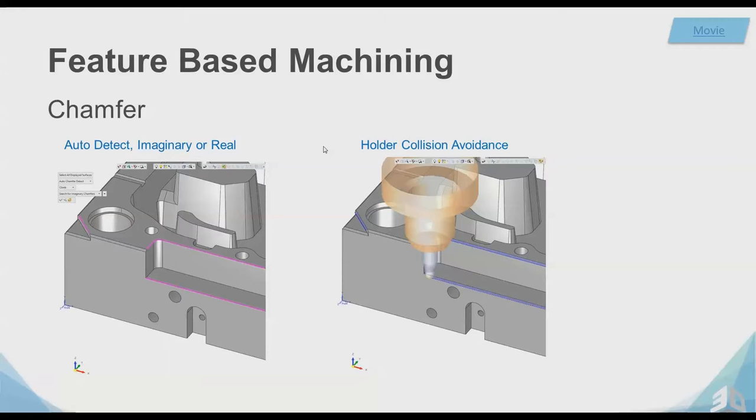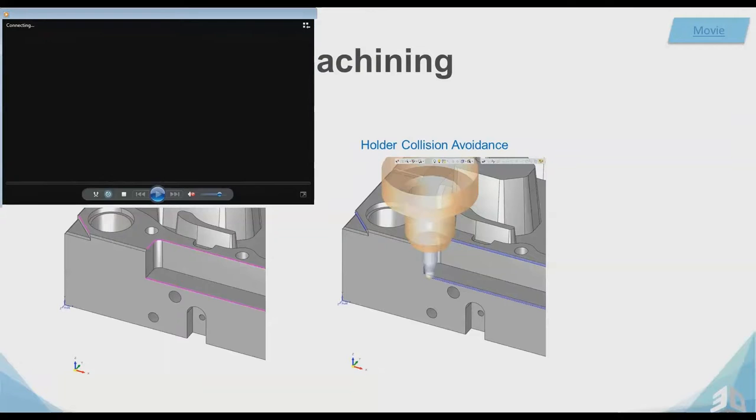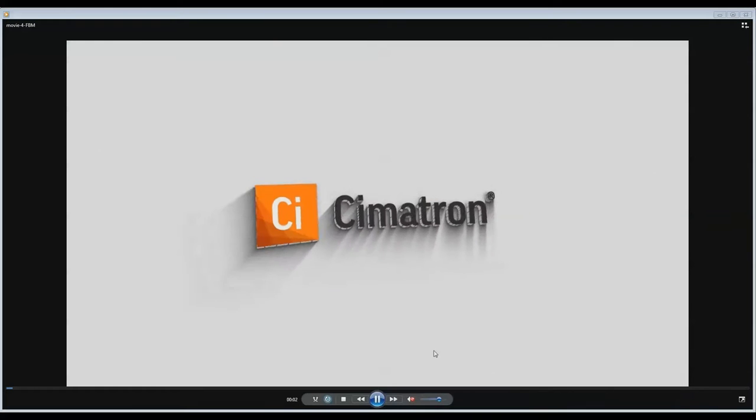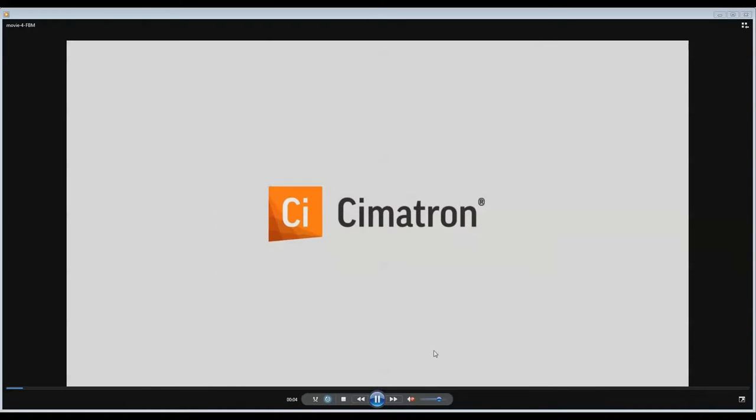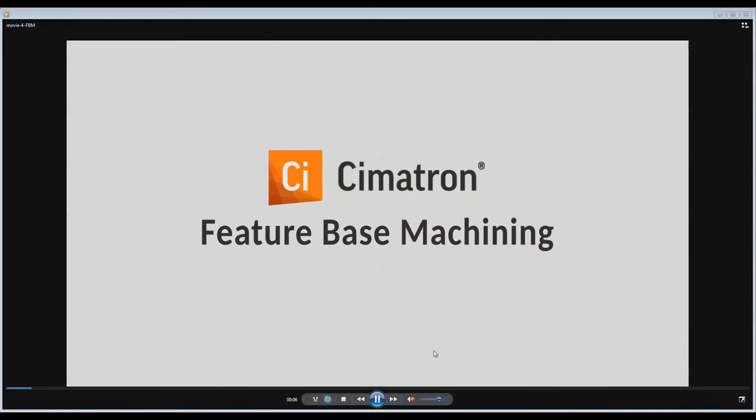And on the right picture, we see the holder collision avoidance, which will save the job or save the tool from clashing into the job. So this is done automatically. Let us now look at the complete process of feature-based machining start to end. So this is a 2-minute movie by Cimatron, feature-based machining.